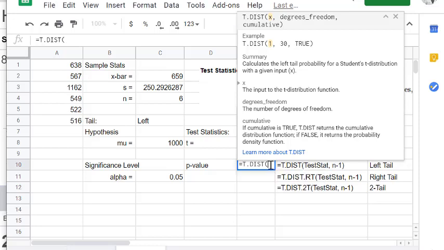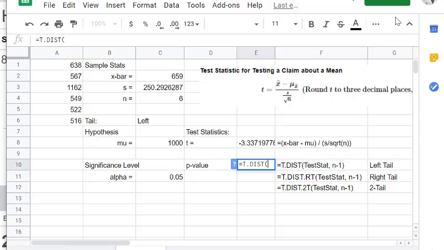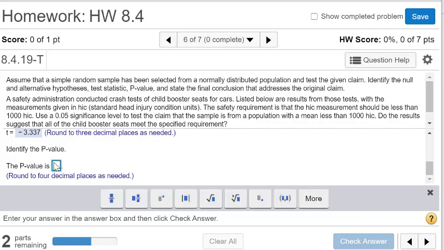Okay, so our x value comes from our test statistic, so it's going to be this number. Our degrees of freedom is going to be n minus 1, so 6 minus 1 is 5, and we're going to assume that this is going to be true. So our p-value is 0.0103.